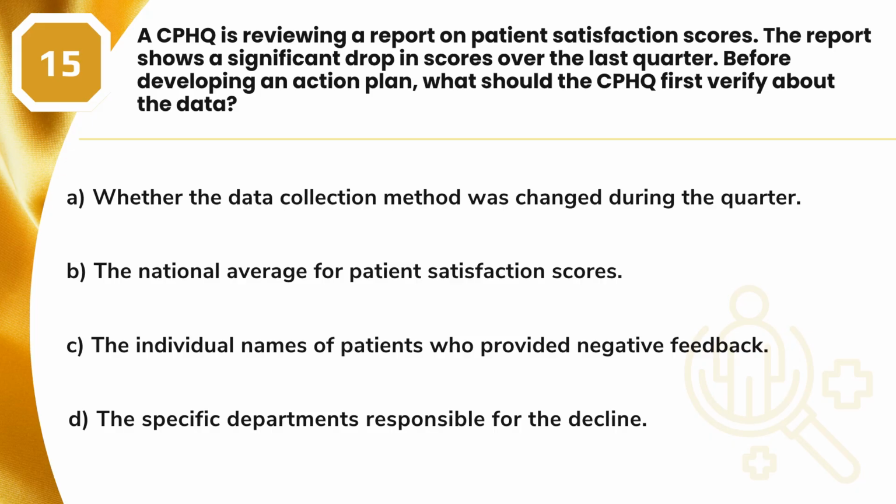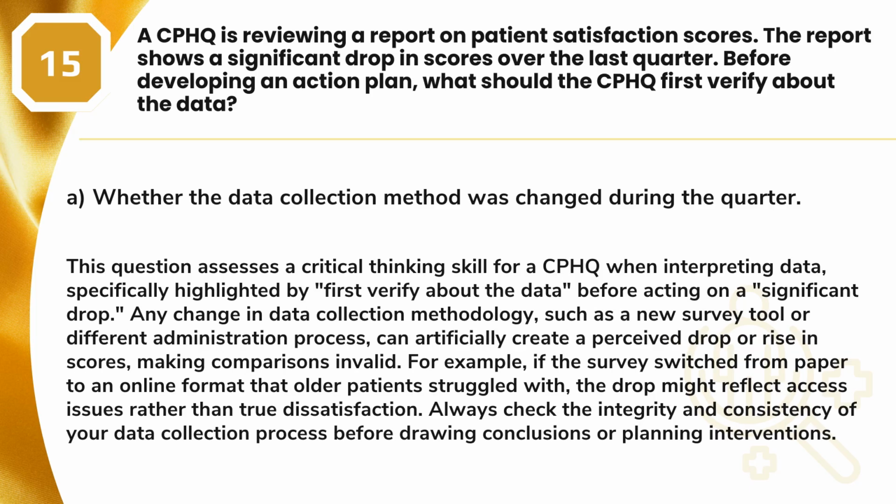Question 15. A CPHQ is reviewing a report on patient satisfaction scores. The report shows a significant drop in scores over the last quarter. Before developing an action plan, what should the CPHQ first verify about the data? A. Whether the data collection method was changed during the quarter. B. The national average for patient satisfaction scores. C. The individual names of patients who provided negative feedback. D. The specific departments responsible for the decline. Answer: A. Whether the data collection method was changed during the quarter.